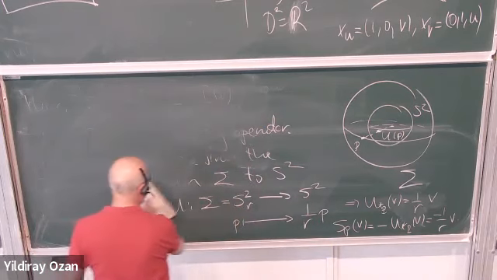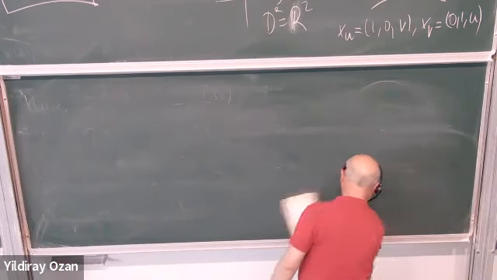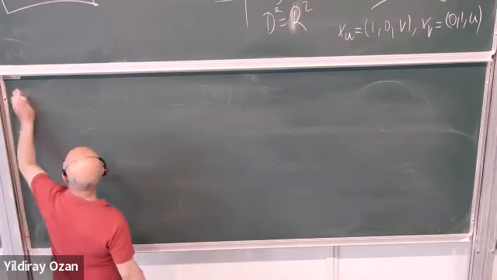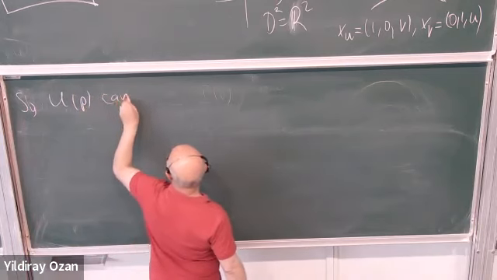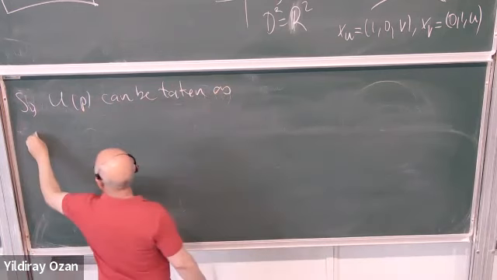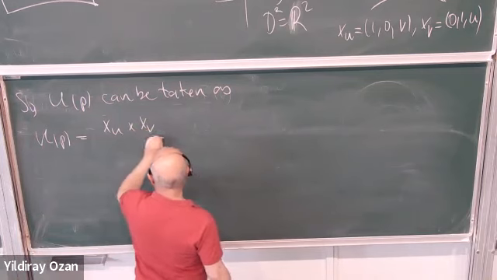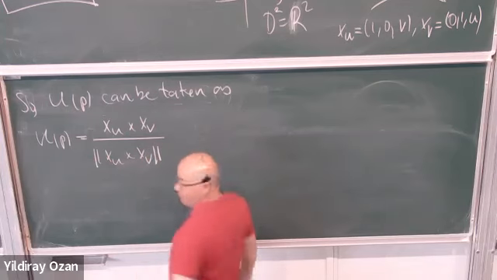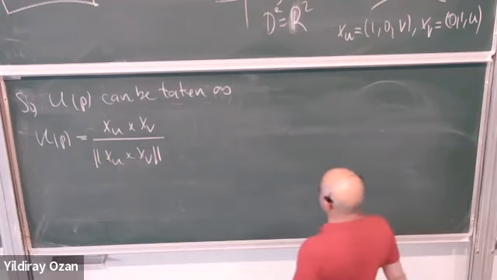Yeah, I have to divide by length. Hence, UP can be taken as x sub u cross x sub v divided by the length of this vector, because it has to be a unit vector. So we have to take the cross product of these two vectors.